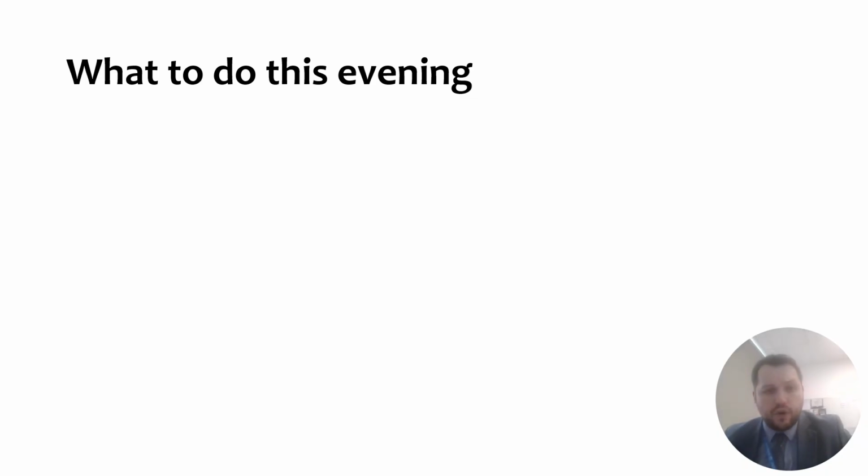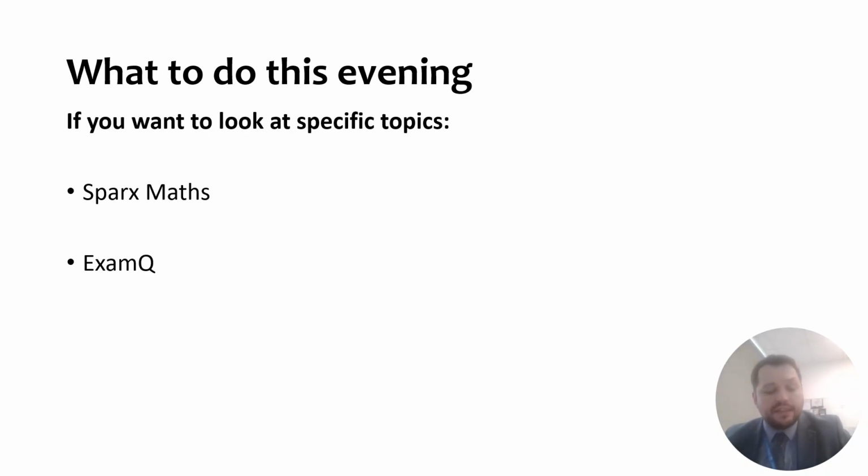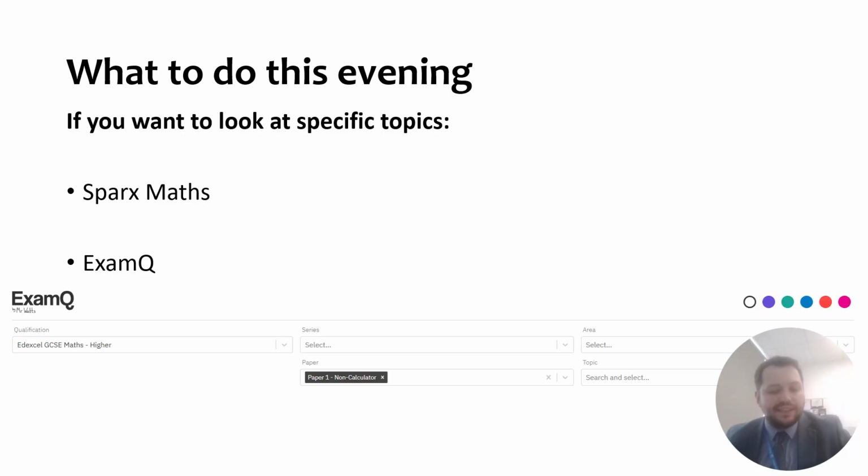And then you've got ExamQ as well. Remember, when you go on examq.co.uk, you just want to make sure this is set to Foundation, and this needs to be set to paper 2 and paper 3, not just paper 3. They're both calculated papers, so you want to make sure you look at both. And then you can type the name of the topic that you're looking for in here. So keep doing that.